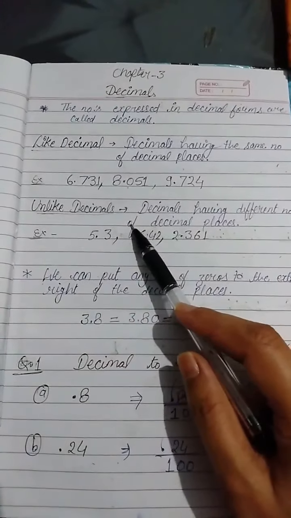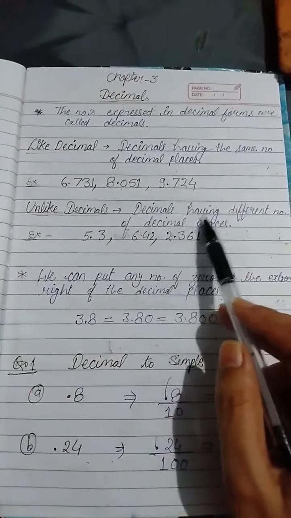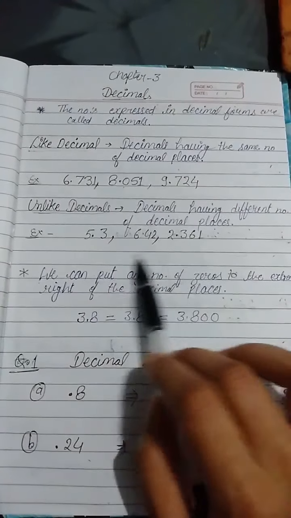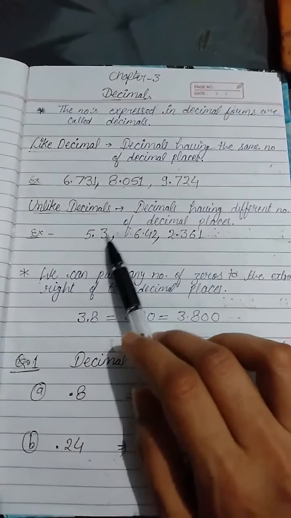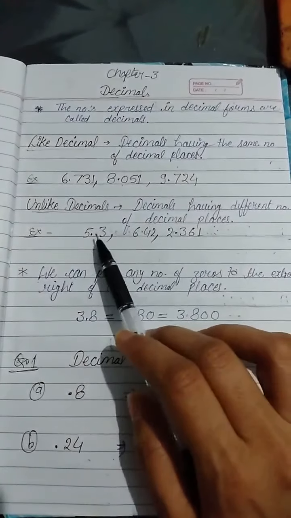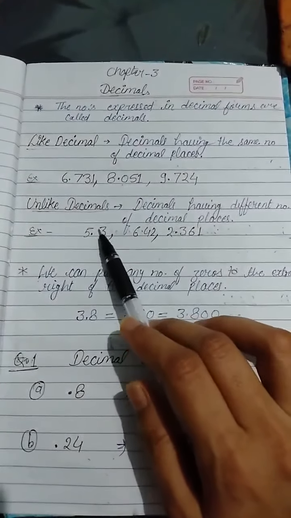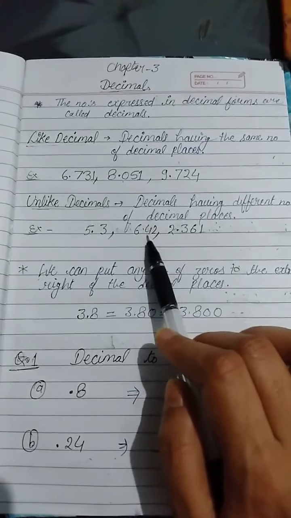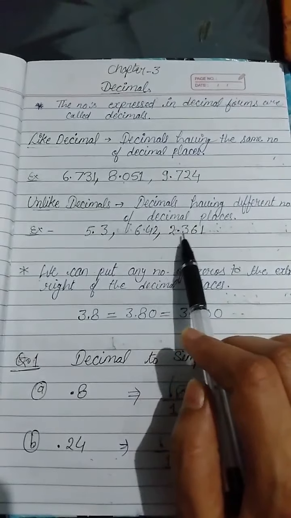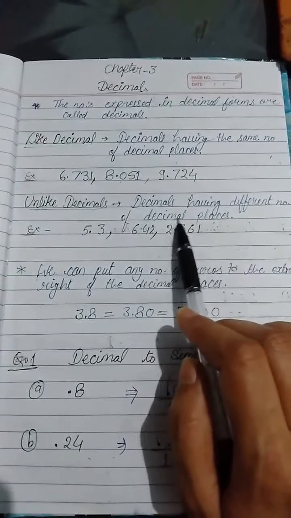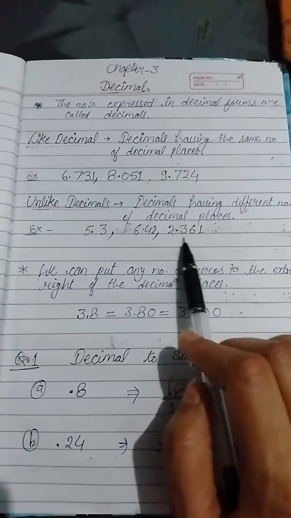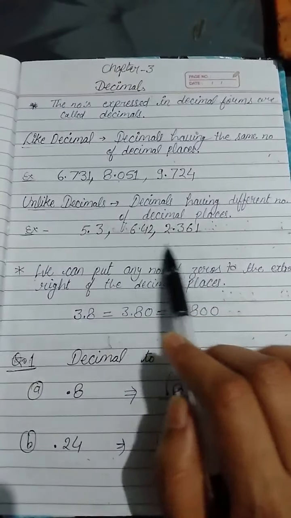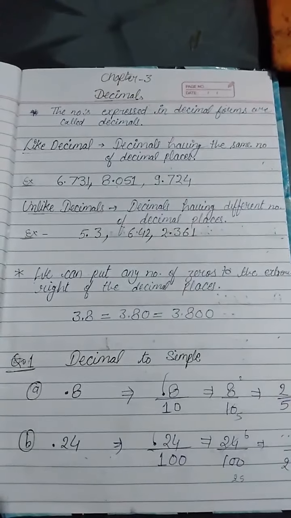Next are unlike decimals. Decimals having different numbers of decimal places. That means if after the point there are different numbers of digits, like 5.3, after the point there is only one digit. 6.42, after the point there are two digits. 2.361, after the point there are three digits. These all have different decimal places, so those are unlike decimals.